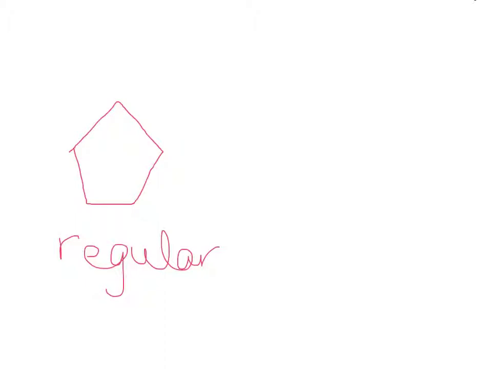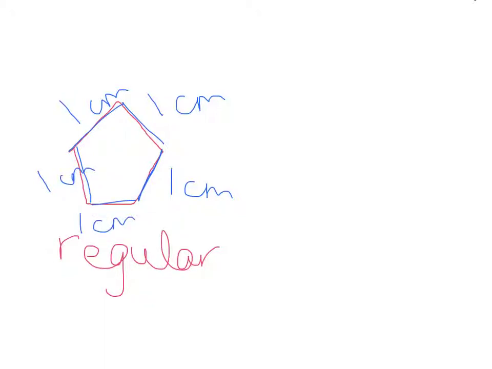So let's pretend this is a nicely drawn one. This side, let's say, is 1 centimeter. This side would also be 1 centimeter. This would be 1 centimeter, 1 centimeter, and 1 centimeter. A regular polygon has all equal sides.